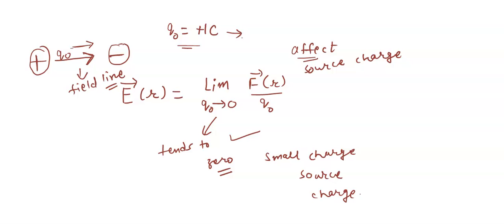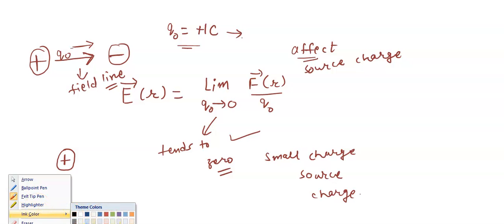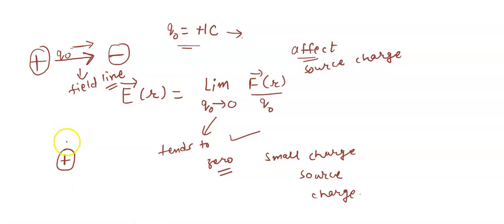Now there is a reason behind this. Why is it so? The reason is that suppose this is the positive charge and we are trying to plot the electric field lines. In order to do that, we assume that we take a unit charge.